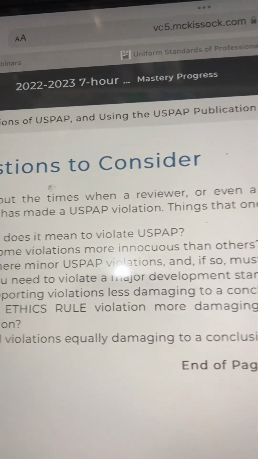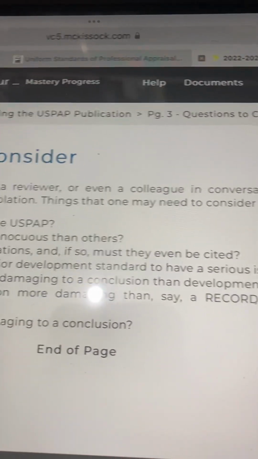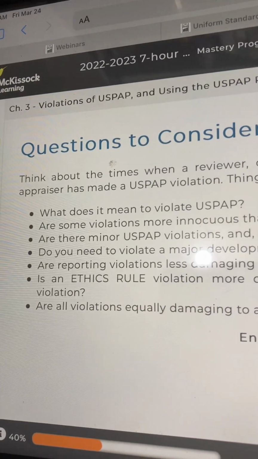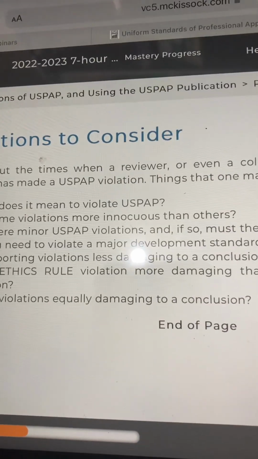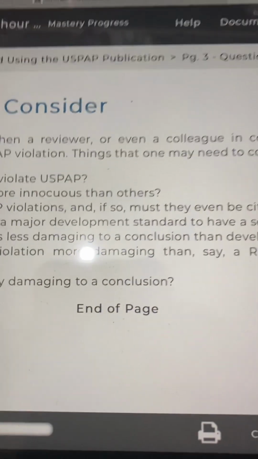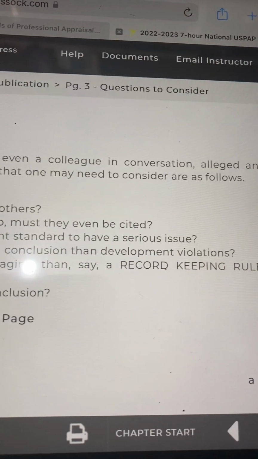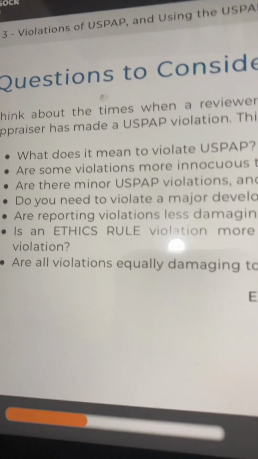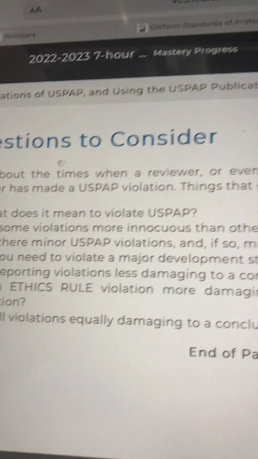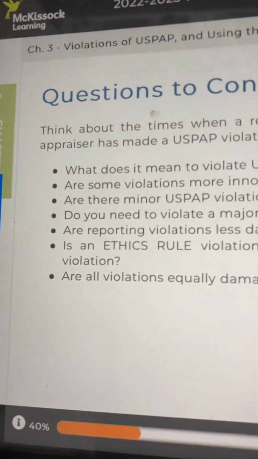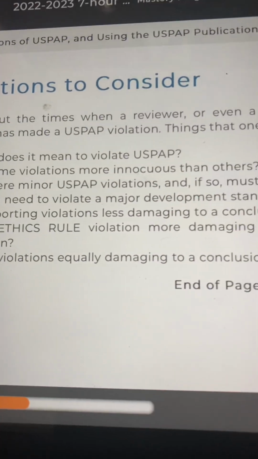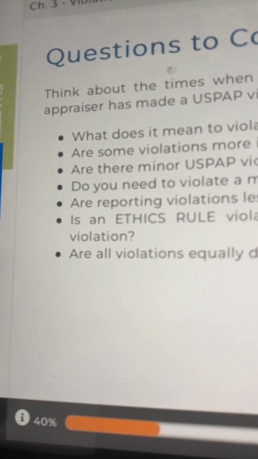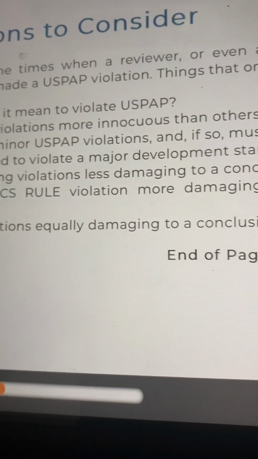Page 3, questions to consider. Think about the times when a reviewer or even a colleague in conversation alleged an appraiser has made a USPAP violation. Things that one may need to consider are as follows. What does it mean to violate USPAP? Are some violations more innocuous than others? Are there minor USPAP violations?